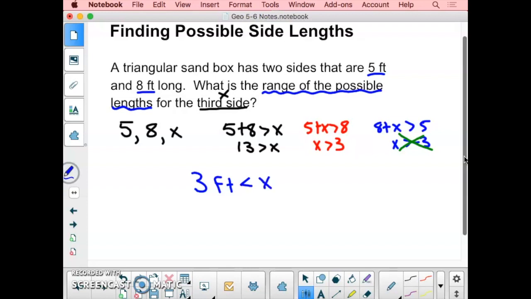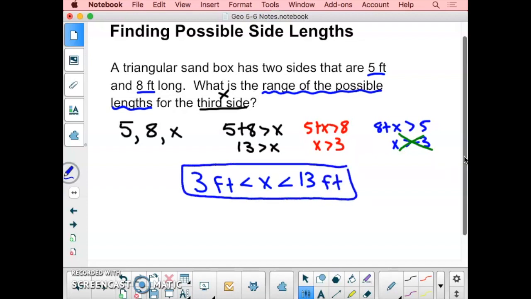Okay, so 3 feet is less than x, but x has to be less than 13 feet. It can be 12.99999, but it can't be 13. So 3 has to be less than x, which has to be less than 13 feet. That's my range of values of this sandbox. Okay, so if they ask for a range of values, we don't know what the answer really is, but we know it could be 6 feet, it could be 7.5 feet, it could be 11 feet, anything that's bigger than 3 and smaller than 13. So the time where you have an answer look like that is when it says range of possible values.